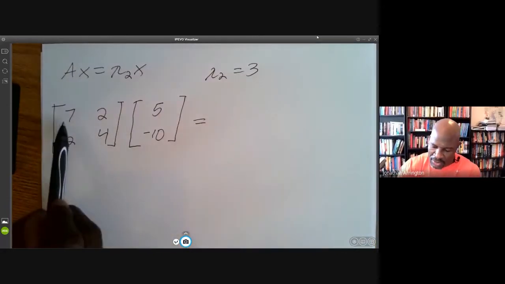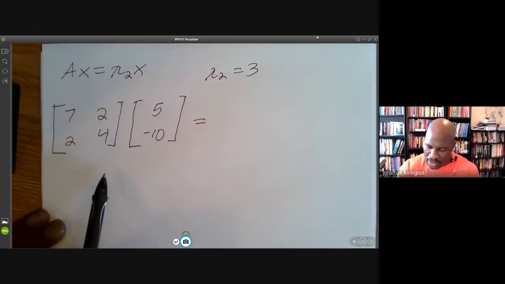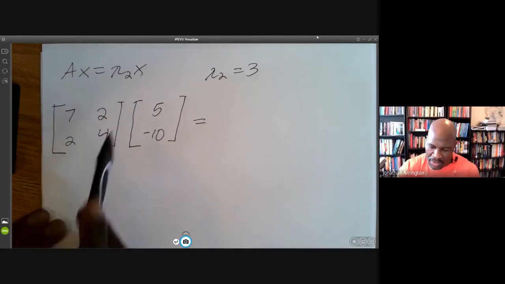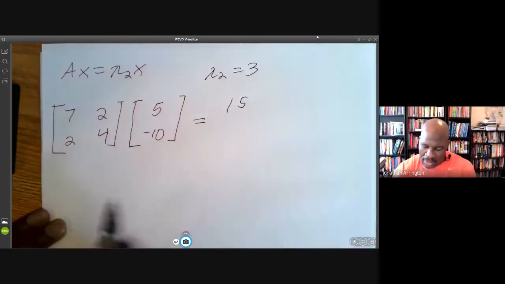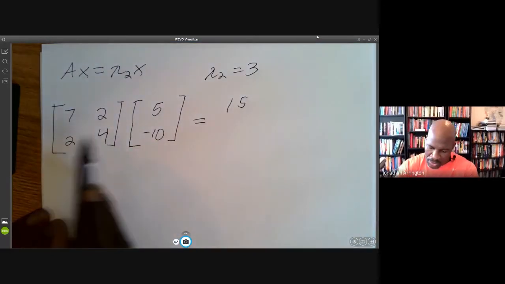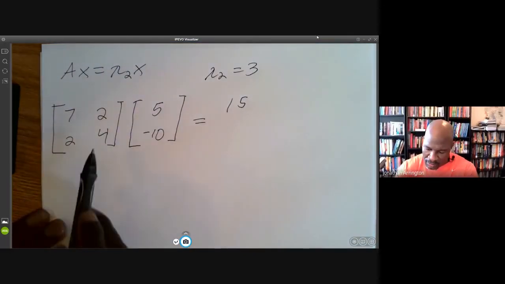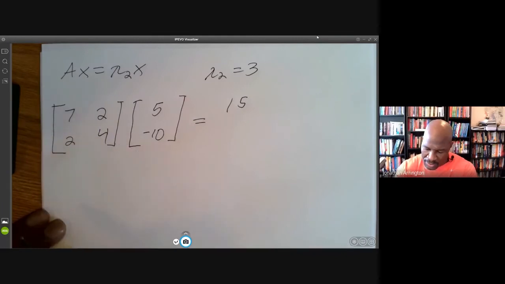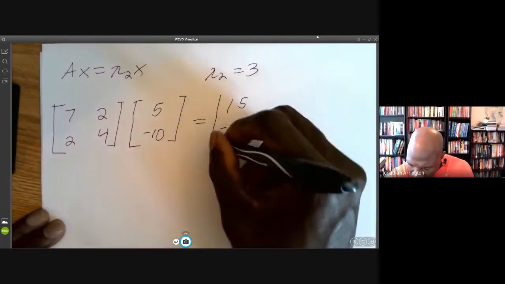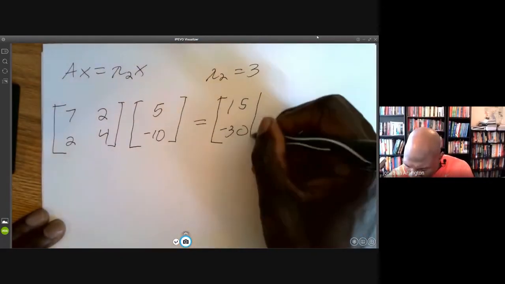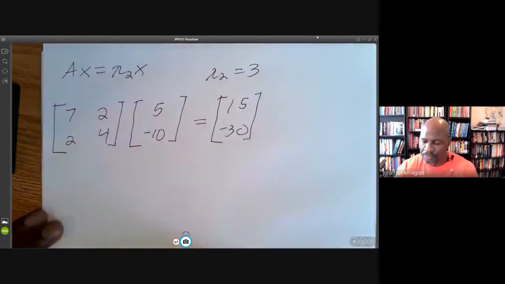All right, so we'll have 7 times 5, that's 35. And 2 times negative 10, that's negative 20. 35 minus 20, 15. So far, so good. And then for our second row, we'll have 2 times 5, which is 10, and 4 times negative 10, which is negative 40. 10 minus 40, negative 30. So indeed, we get what we expected to get.